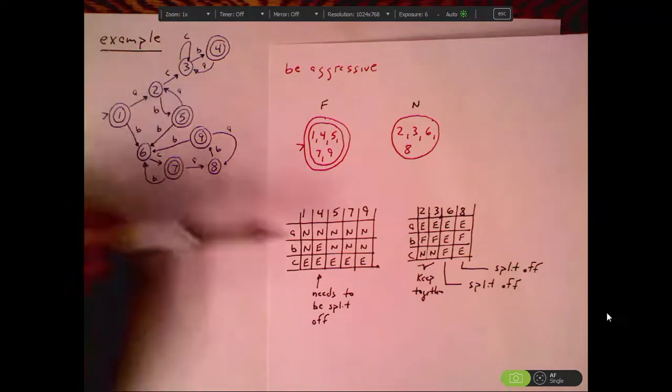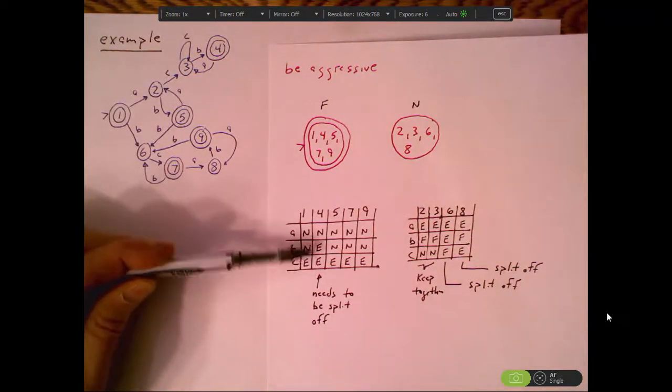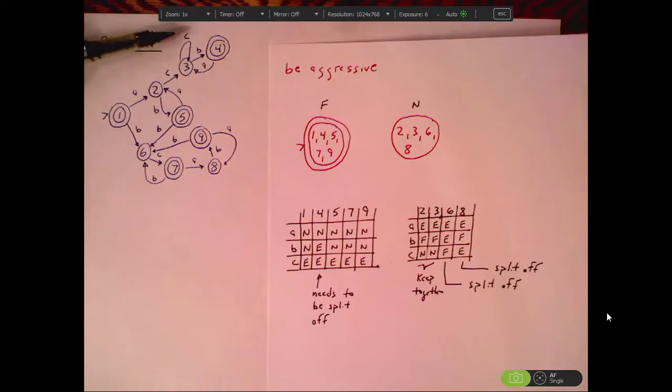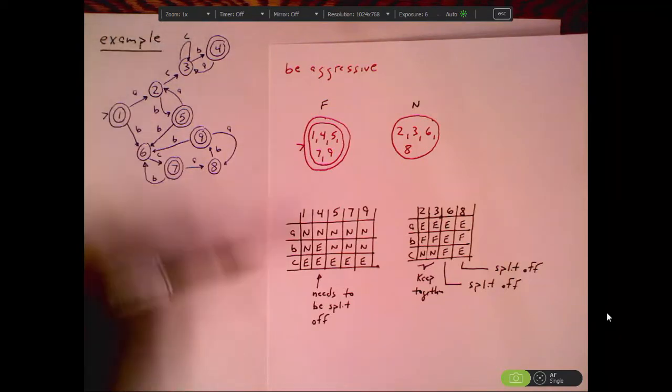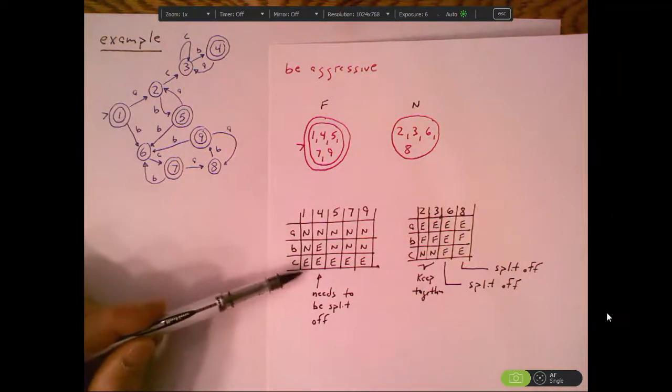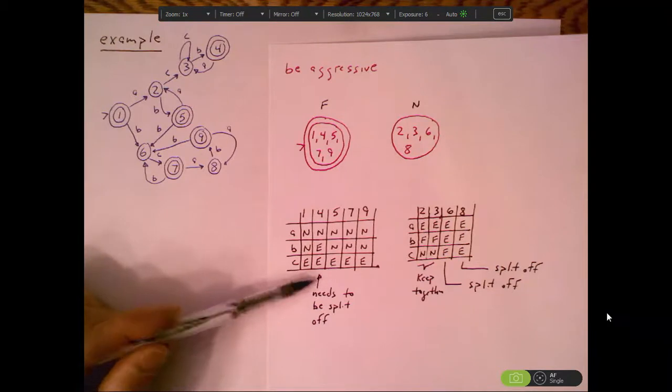But on B and C, it's an error case, right? There's no arcs out of state 4 on a B or a C. So right off the bat, we can see there's different behavior for states 1 and 4. They're not going to be able to be kept in the same merged state. We're going to have to split off one of them.